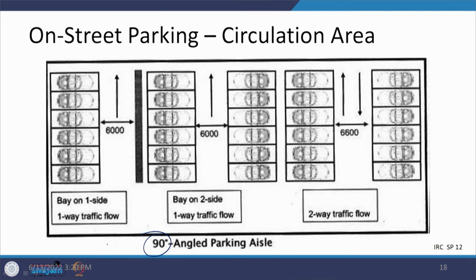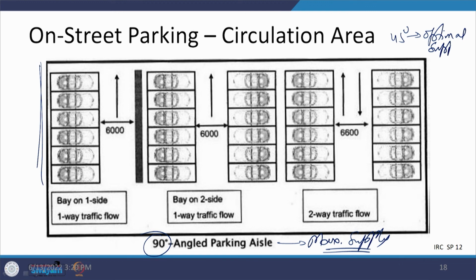Obviously, in the case of 90-degree condition, we are utilizing the curb space to the maximum. Therefore, this results in maximum supply, whereas at 45-degree angle, whatever we have talked about as an optimal supply will be there, and all of these angles are also correlated with the type of vehicle.